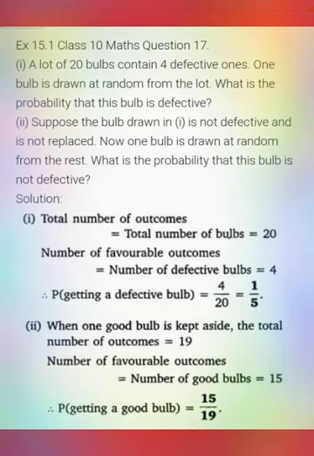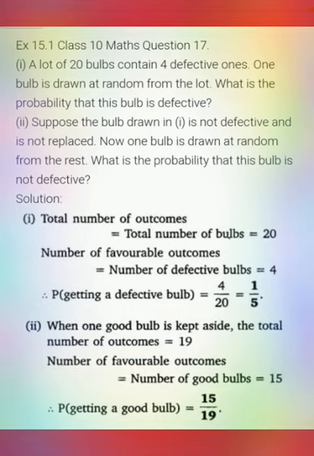The probability you have to calculate is by picking up a bulb which is not defective from the remaining bulbs. So 20 minus 1 has become 19. So 19 is the total outcomes, and you have to pick one which is not defective. The number of defective bulbs is 4, so 19 minus 4 is 15. Hence the probability is 15 divided by 19.